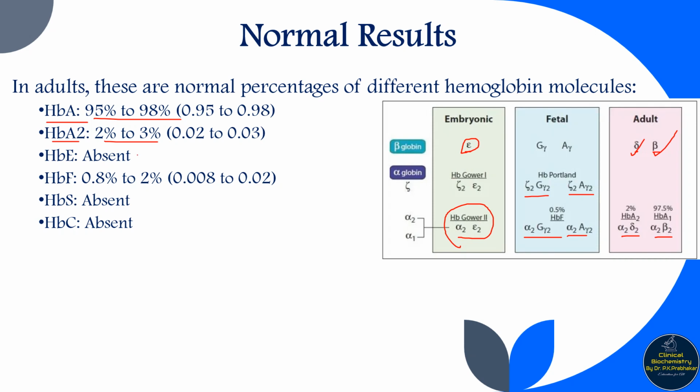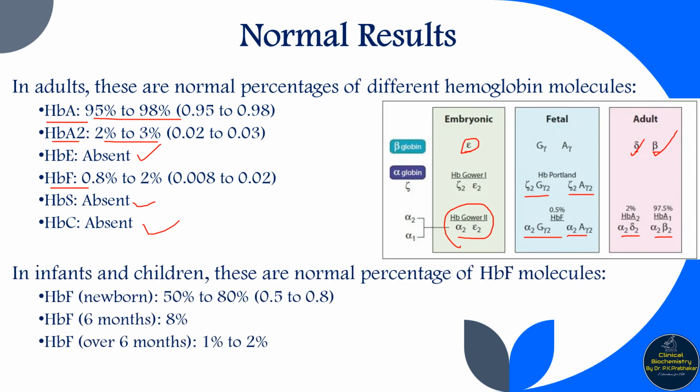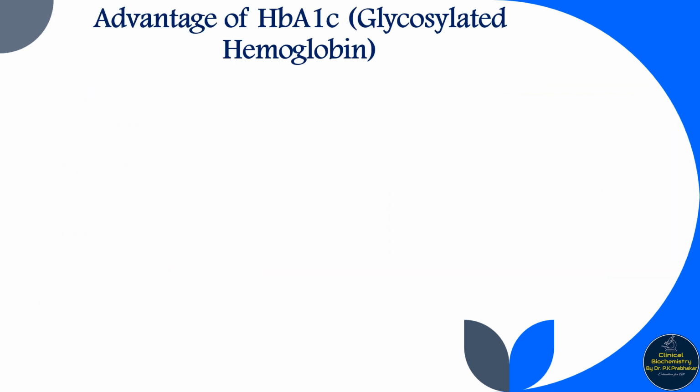In adults, the normal percentages of the different hemoglobin molecules are: HbA 95 to 98%, HbA2 2 to 3%, HbE normally absent, fetal hemoglobin very low, roughly 0.8 to 2%, HbS absent in a normal healthy person, and HbC also absent. In infants and children, these are the normal percentages of HbF. In newborns, 50 to 80% HbF will be there. After 6 months, only 8% HbF will be there, and beyond 6 months it is very low, roughly 0.8 to 2% maximum.